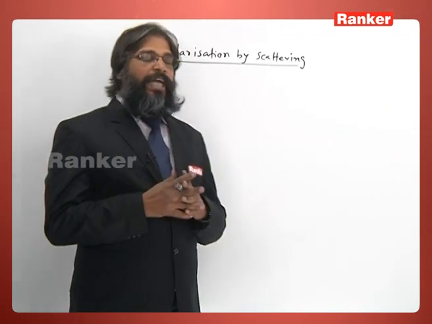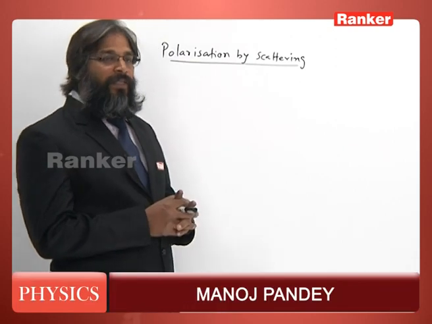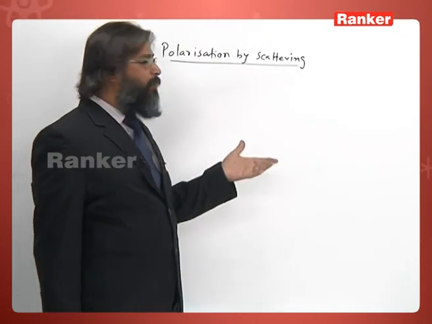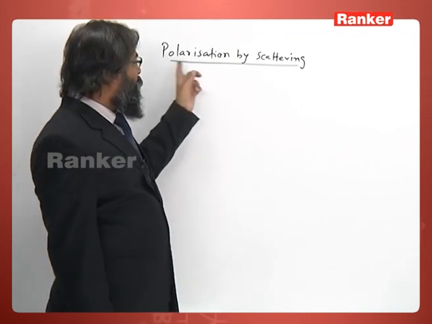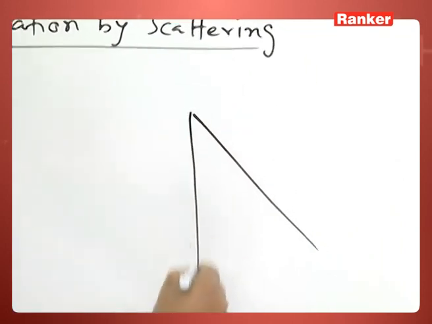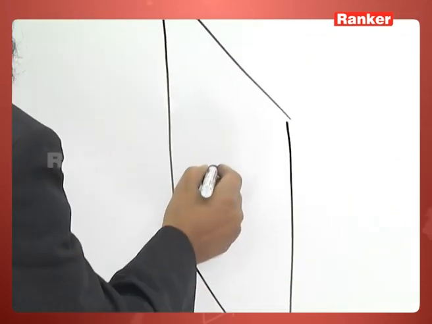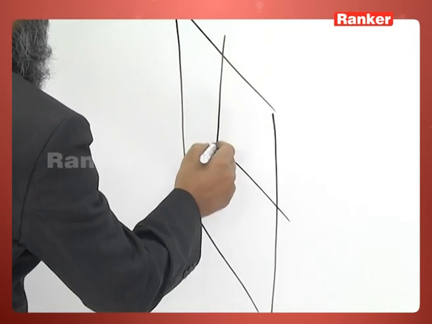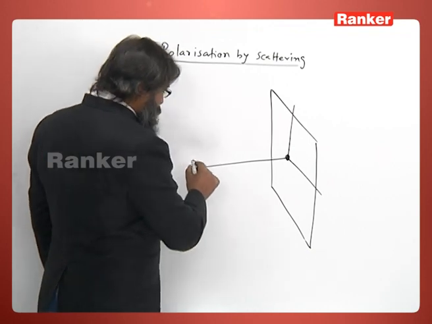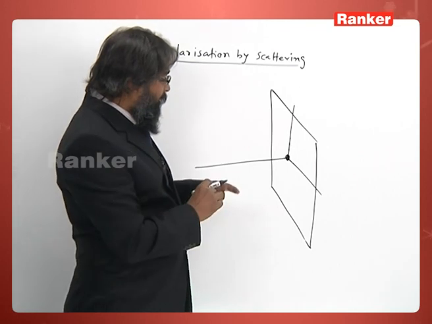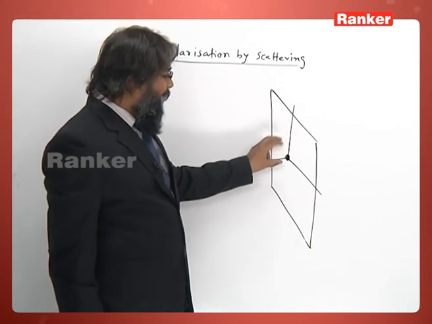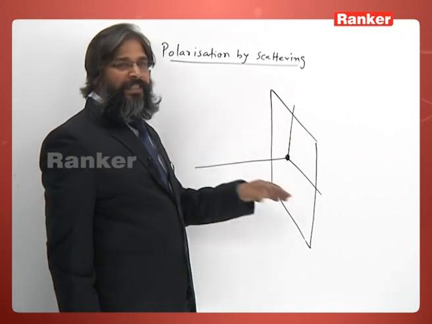Now, let us see how we can produce polarized light. There are different mechanisms: polarization by scattering, polarization by reflection, by using Nicol prisms, by polaroid and others. Here we will concentrate on polarization by scattering. Let us consider light scattered by a gas molecule. This is a molecule, these are some directions. What happens when the light falls on this gas molecule? The molecule scatters light. The molecule gets polarized, it forms a dipole and it oscillates as a dipole and it radiates light.